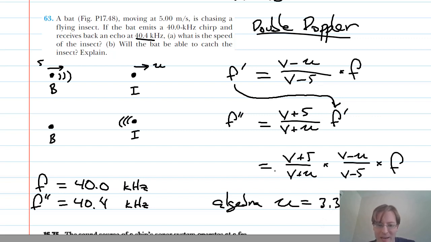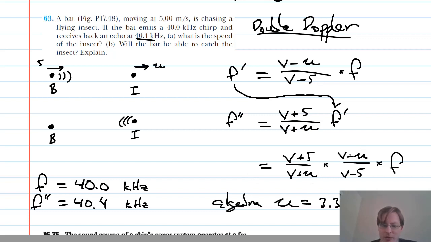So the bat's brain can interpret f double prime and figure that the insect's moving at a speed less than the bat. Bat's moving at 5, and the insect's moving at 3.3. So the bat's going to catch up and catch the insect. So there's algebra involved in solving for u.